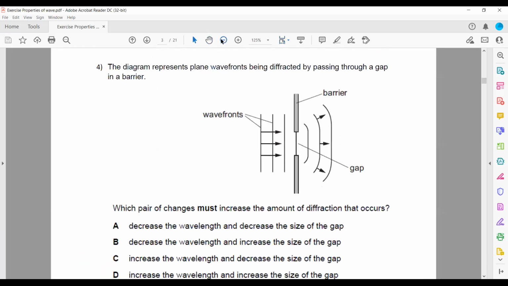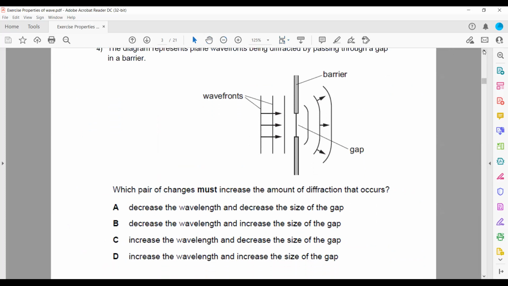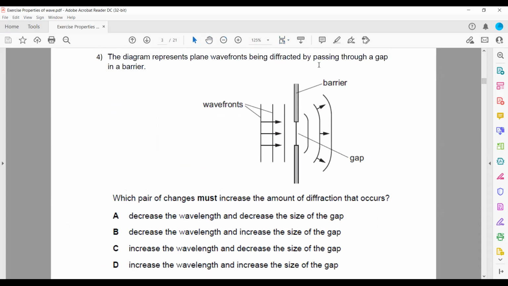The diagram represents a plane wavefront being diffracted. This is a small diffraction. What we want is, which pair must increase the amount of diffraction? If we want to make a maximum diffraction, the wavelength should be equal to the gap. That is what we want to do. So here, when we measure, the gap size is bigger and the wavelength is shorter.